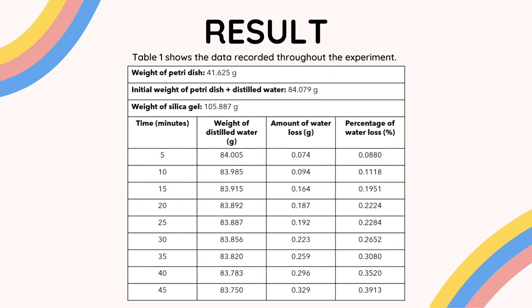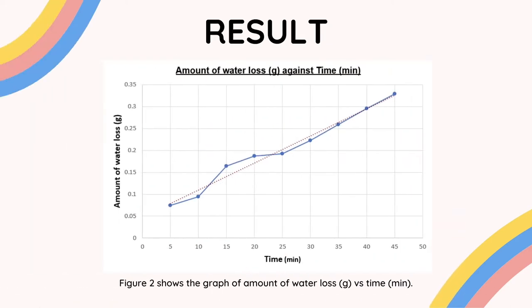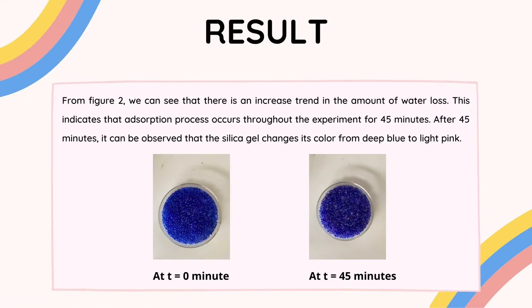These are the results that were obtained during the experiment, consisting of a table and a graph. From figure 2, we can see that there is an increased trend in the amount of water loss. This indicates that the adsorption process occurs throughout the experiment for 45 minutes. After 45 minutes, it can be observed that the silica gel changed its color from deep blue to light pink.